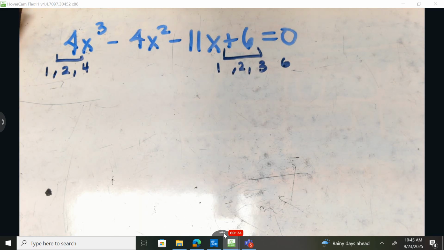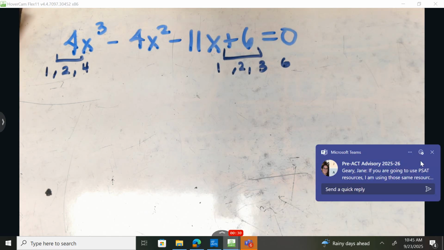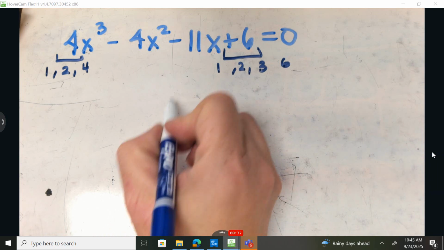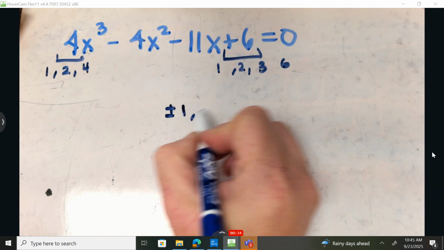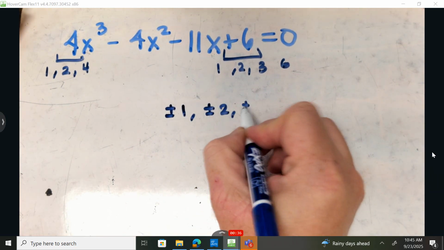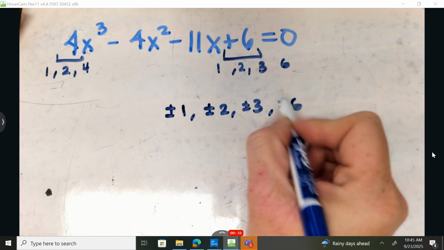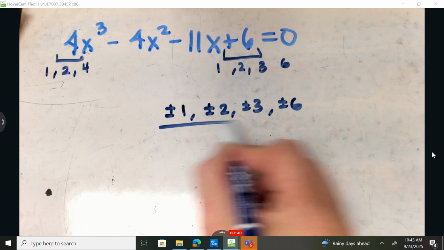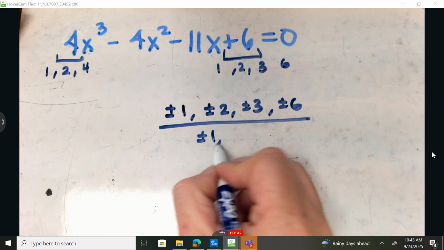So now I need to list what's called all the possible rational roots. The word rational just means fractions. So how I can do that is we have plus or minus 1. This list will always go in the numerator. This list will always go in the denominator.